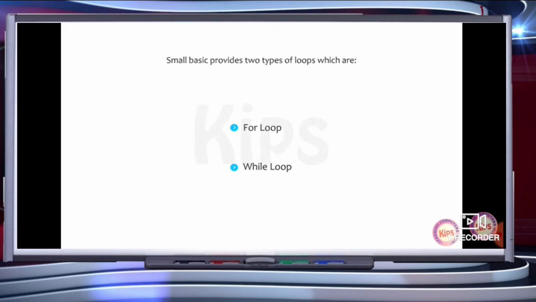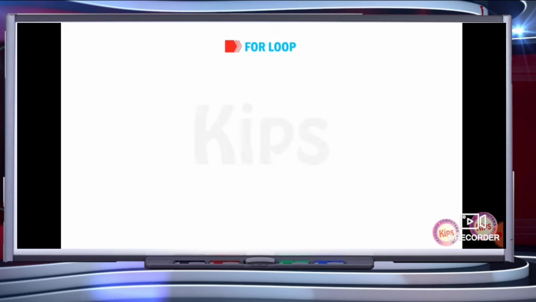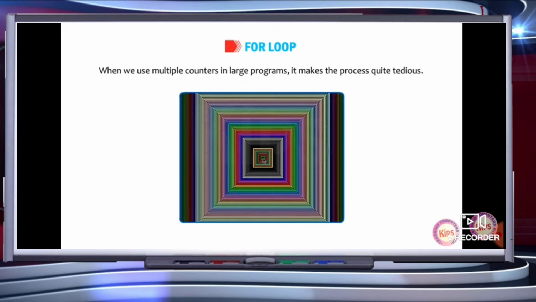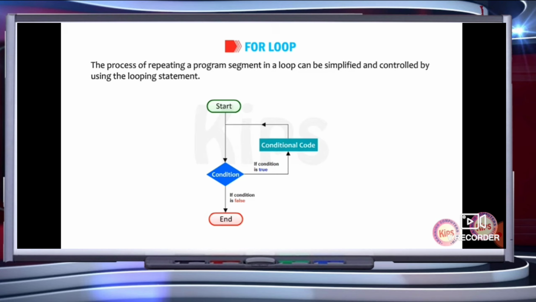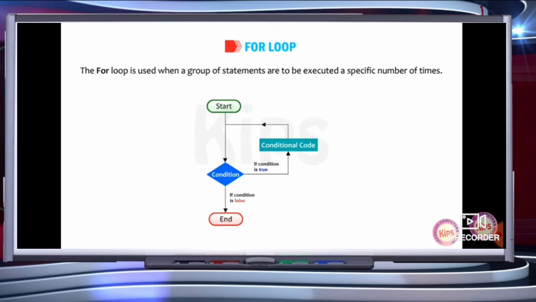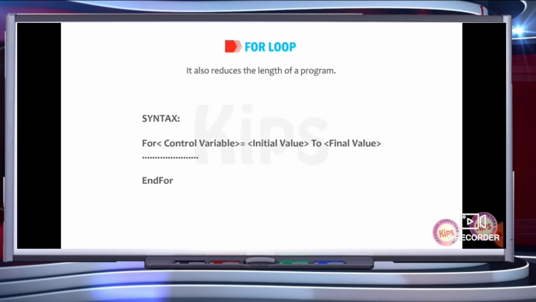Small Basic provides two types of loops, which are for loop and while loop. First, we will study the for loop. When we use multiple counters in large programs, it makes the process quite tedious. The process of repeating a program segment in a loop can be simplified and controlled by using the looping statement. The for loop is used when a group of statements are to be executed a specific number of times. It also reduces the length of a program.